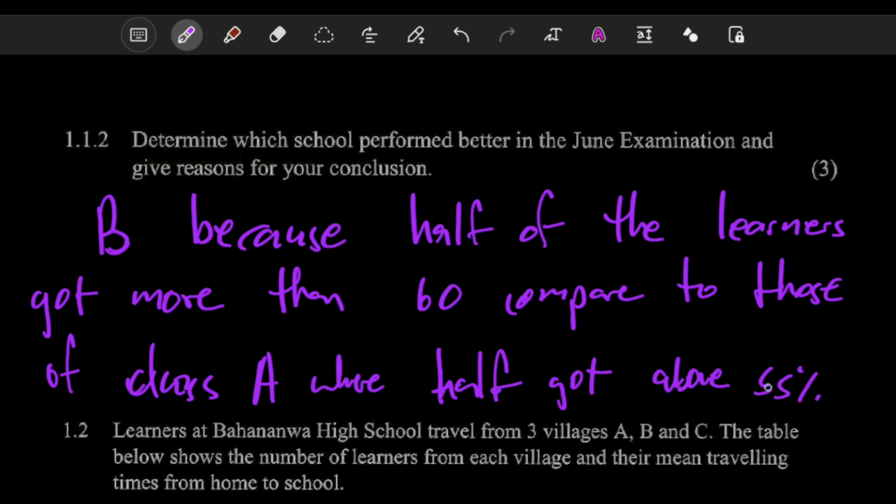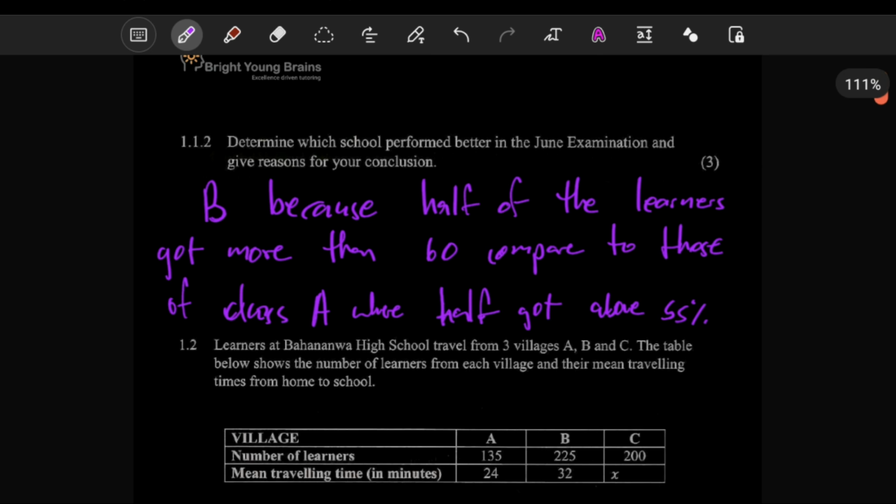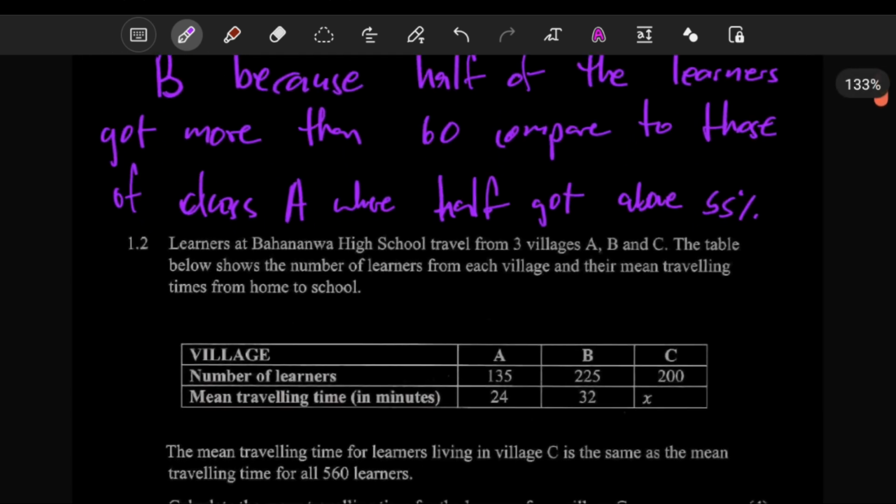So this is basically to highlight that if you're going to compare marks, and you have two box and whisker diagrams, just use the median. It's a better indicator of how people performed and all that.